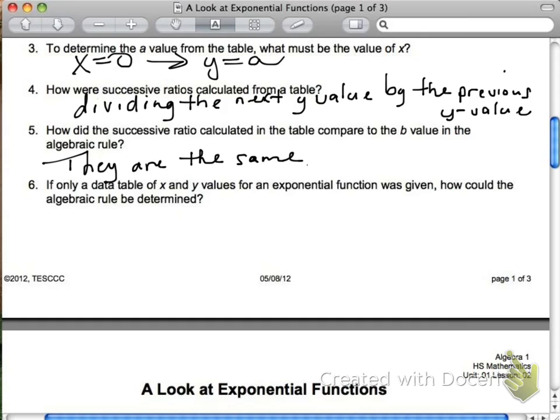Okay, number 6. If only a data table of x and y values for an exponential function was given, and this is what we were talking about a little bit earlier, how would we determine the algebraic rule? You know that a equals y when x is 0. And then you could go to successive ratio. And then b equals successive ratio.